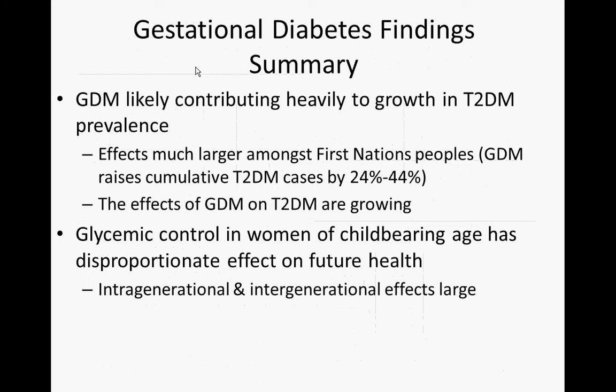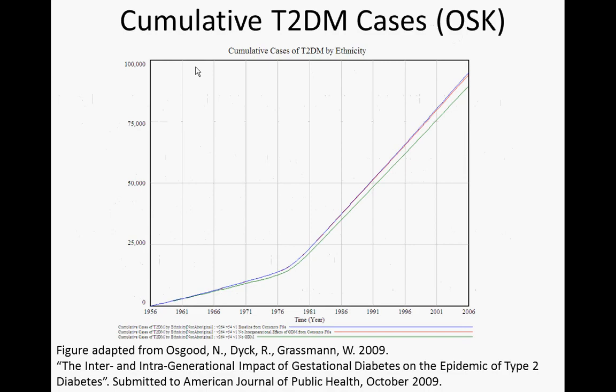Troublingly, these effects are much larger among First Nations peoples, where it appears that anything from a quarter to nearly half of all type 2 diabetes might plausibly be attributed to gestational diabetes. And these effects of gestational diabetes on type 2 diabetes, which have been seeded over the past several generations, are growing. Secondly, glycemic control in women of childbearing age has a disproportionate impact on future health and health of future generations. Not just the health of the mother later in life, very important though that is, but of future generations.